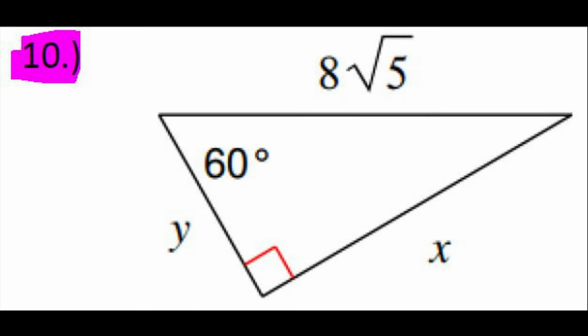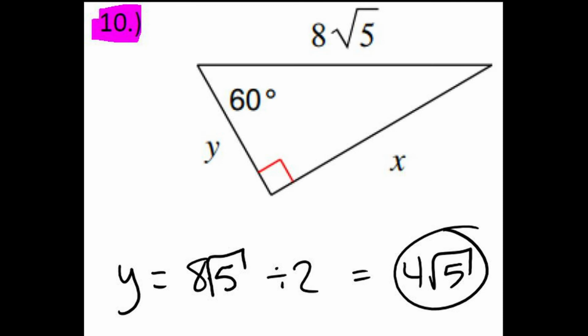They gave us the hypotenuse first on this one. So we're not going to find x first because that's the more difficult of the two to find. So we're going to find the shorter leg by dividing that 8 root 5 by 2. We're just going to cut it in half. So if you cut 8 root 5 in half, you get 4 root 5.